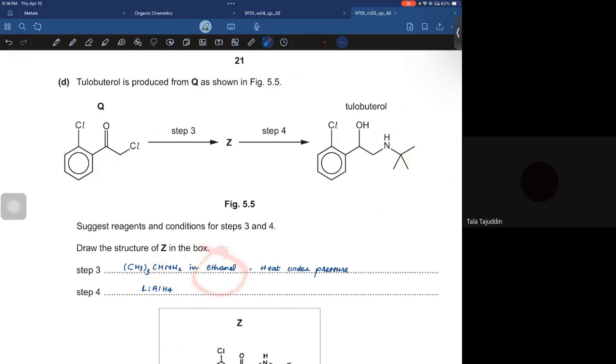Make sure you are not supposed to take it in the form of aqueous, because when you take it in the form of aqueous, the OH would substitute this chlorine, of course. So to prevent this reaction, because they have given us the product, you have to form this product by any means. And in step 4, I have reduced that into the alcohol. That's it. Very simple.